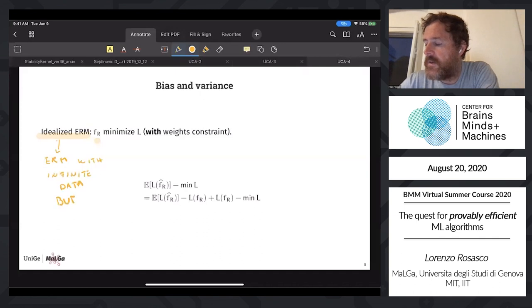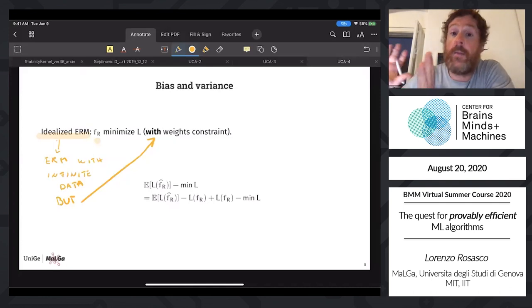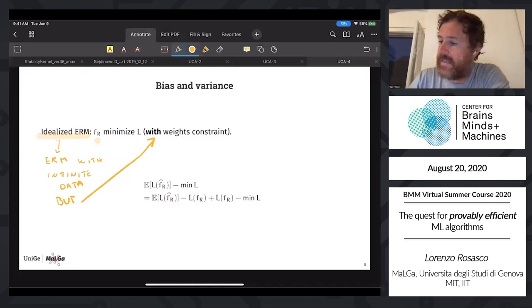But I still consider weight constraints, so I don't have access to all the possible solutions. I consider only my set of possible solutions, potentially with weight constraint. And then here is what I do. Notice that this quantity doesn't depend on the data because now I have infinite data. So this is what they call FR. Sorry for the notation.